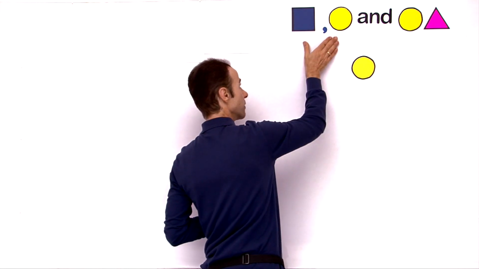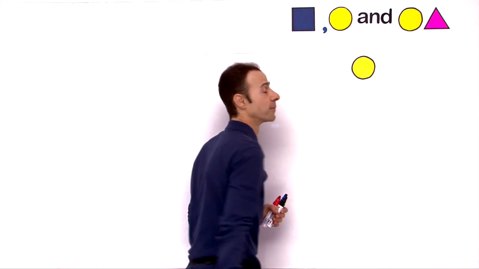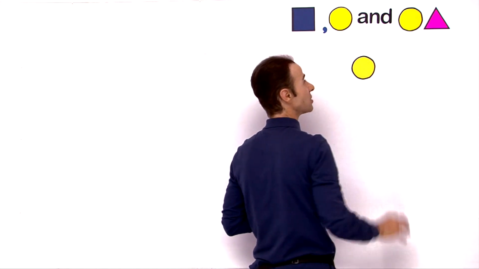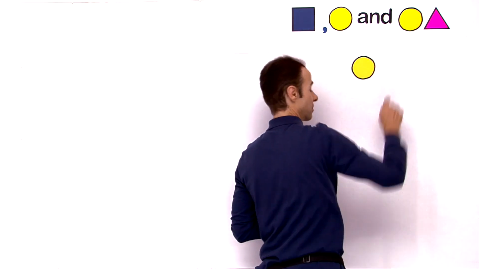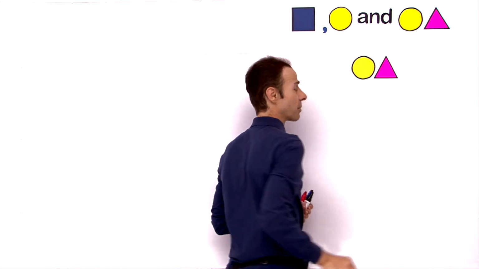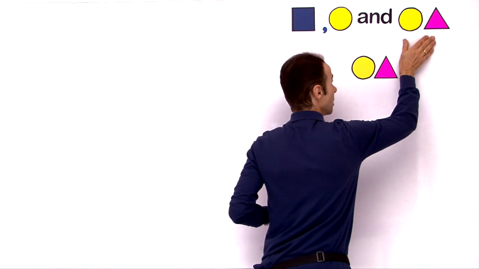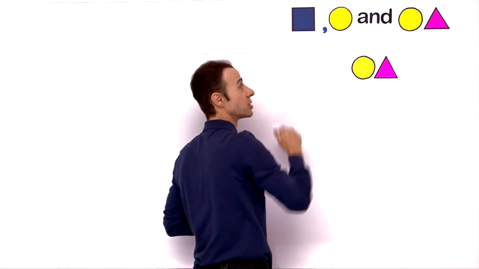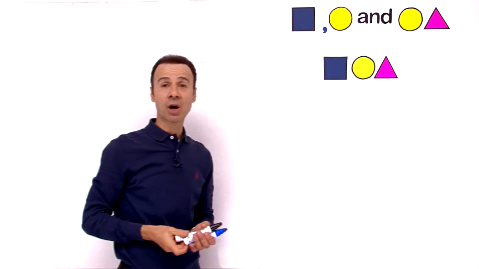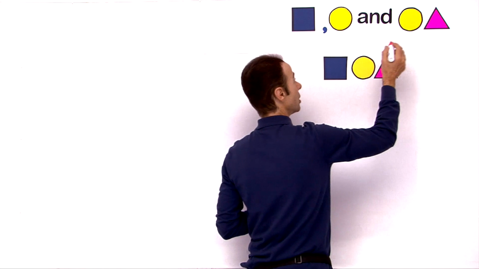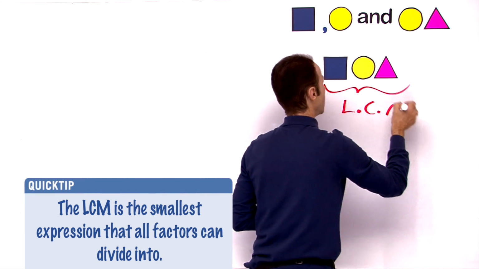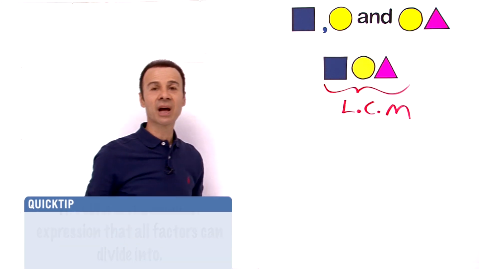So we ask, what's missing from this side that's present on the other side? Well, what's present on the other side and missing from this side is that triangle, isn't it? So we put the triangle here. Good. Now we go to this side and ask the same question. What's missing from this side that you can find present on the other side? Well, it's going to be the square, isn't it? So, therefore, the lowest common multiple between a square, circle, circle, triangle is square, circle, triangle. So that's our lowest common multiple.